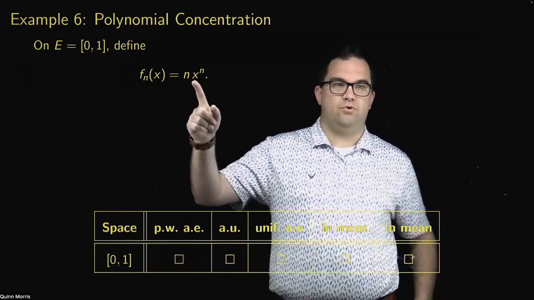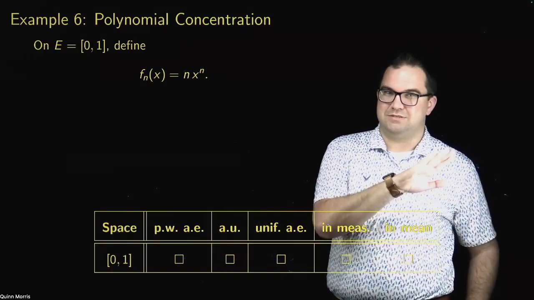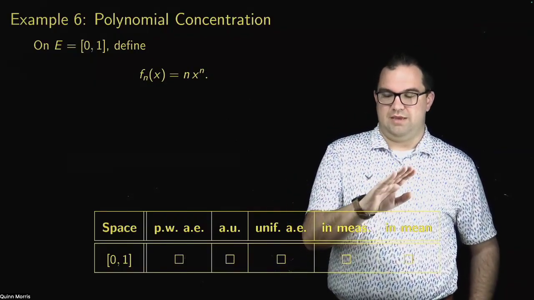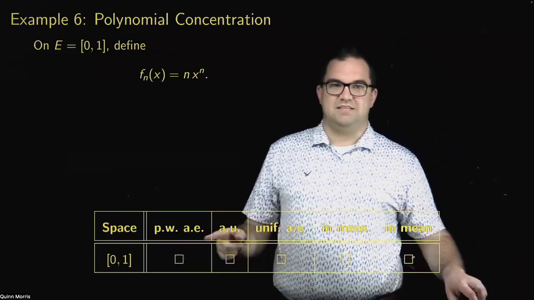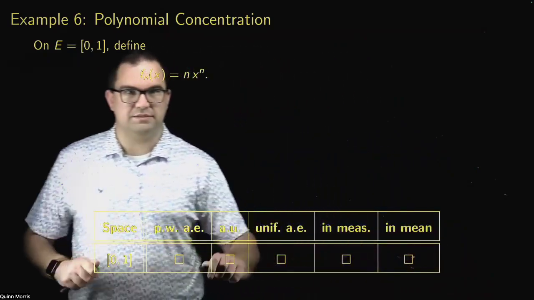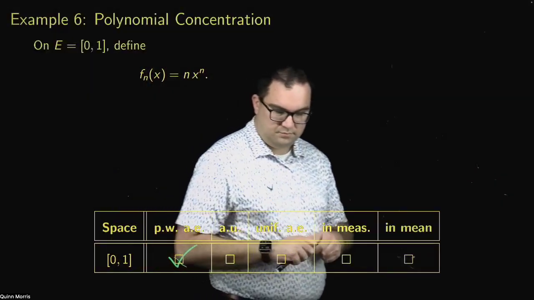Now, when x is equal to 1, this diverges. So I should be careful. We don't get pointwise convergence on the closed interval 0, 1. We get pointwise convergence on the interval closed 0, open 1. But that's enough to say pointwise almost everywhere. The only place it does not converge pointwise is a single point, which has measure 0. All right.